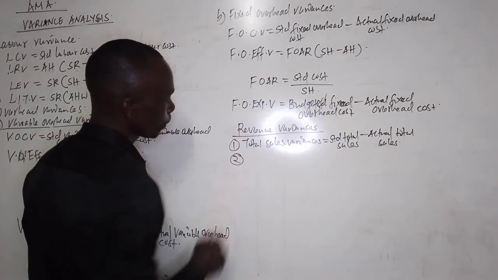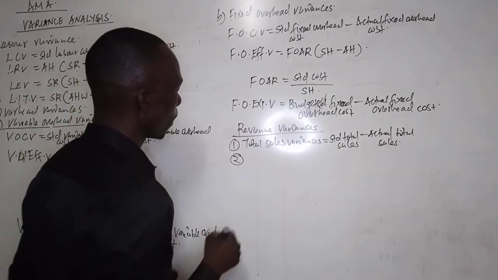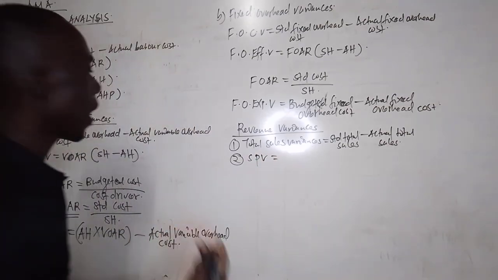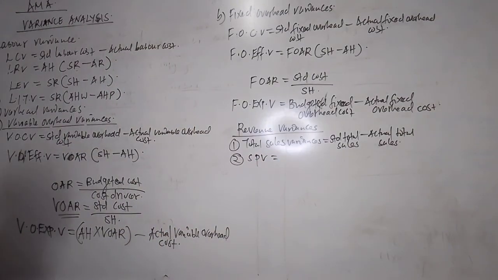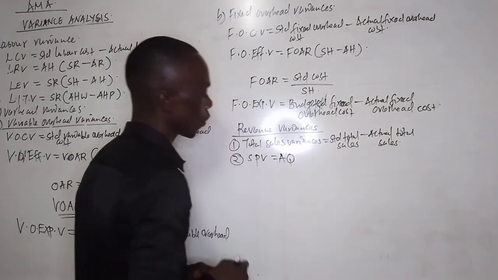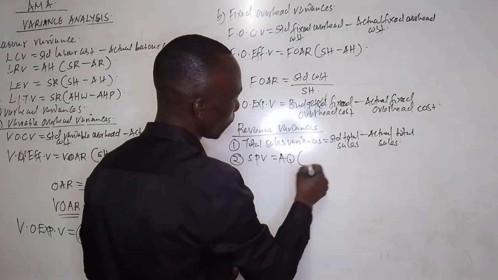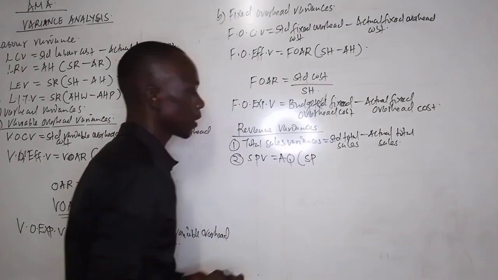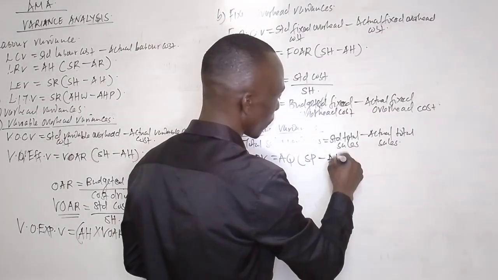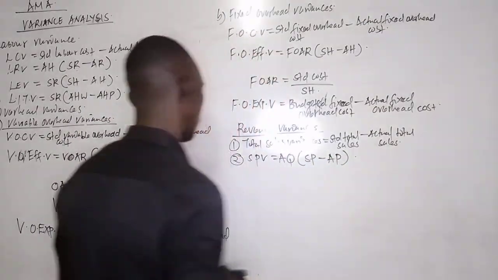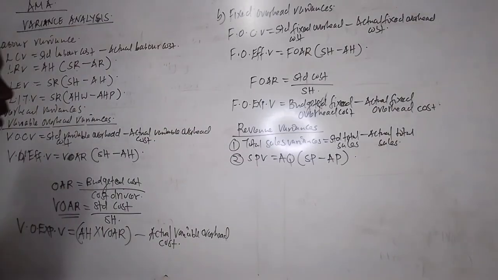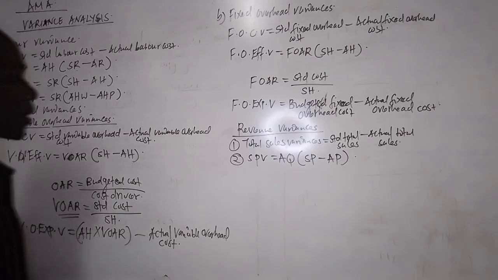Then number 2, we will talk about the sales price variance. So how are you going to get the sales price variance? The sales price variance, you will take the actual quantity sold, then into the standard price, or what you had budgeted to sell, then you subtract the actual price. That is how you will be getting the sales price variance.